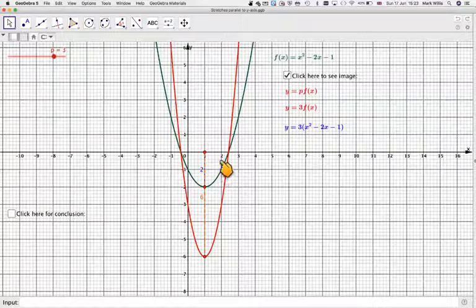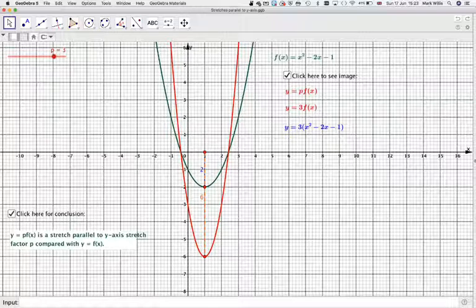This point here is 1 unit away from the x-axis, so therefore it will be 3 units down from the x-axis. This point here is 2 units from the x-axis, and then it will go upwards 2 times 3, 6 units on the y-axis. So the whole thing's been pulled up and down. So we say this is a stretch parallel to the y-axis.